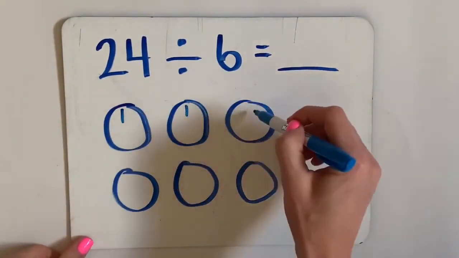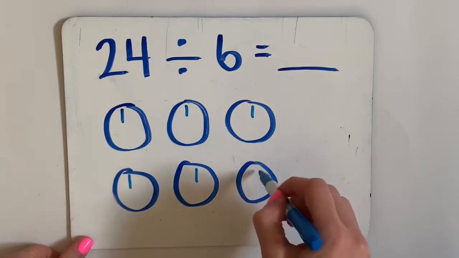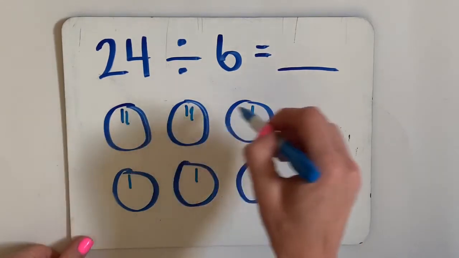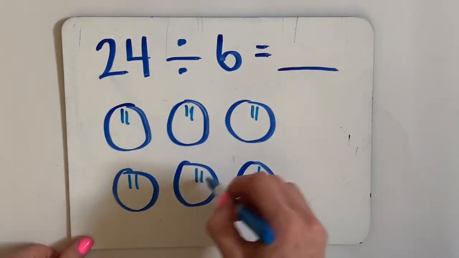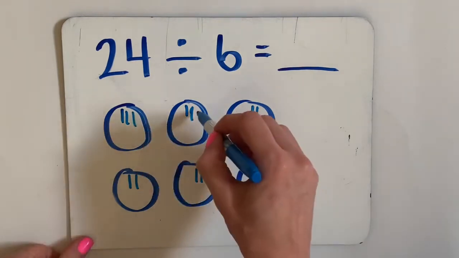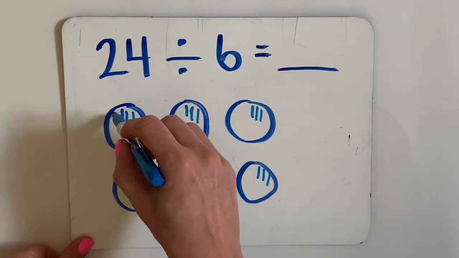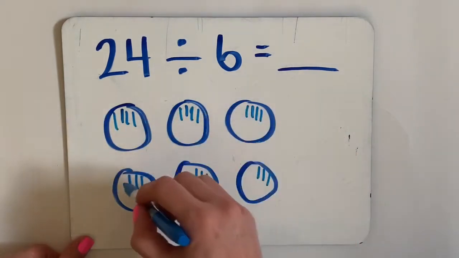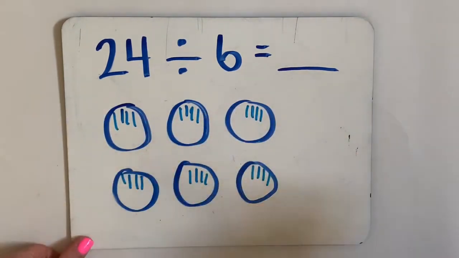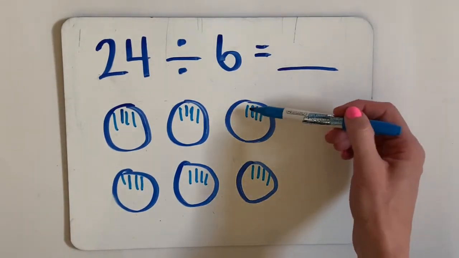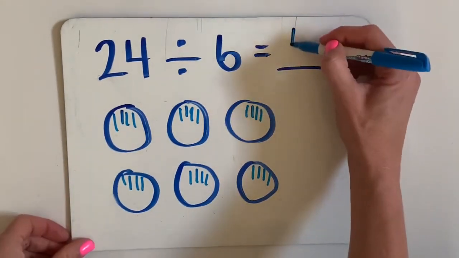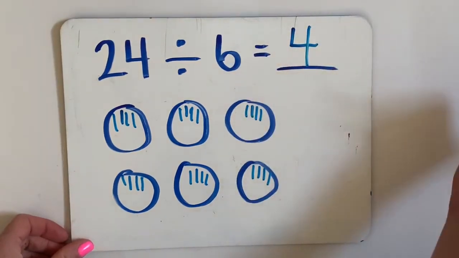1, 2, 3, up to 24. Oh, again, it worked perfectly. Can you see how many are in each group? 1, 2, 3, 4. 24 divided by 6 is 4.